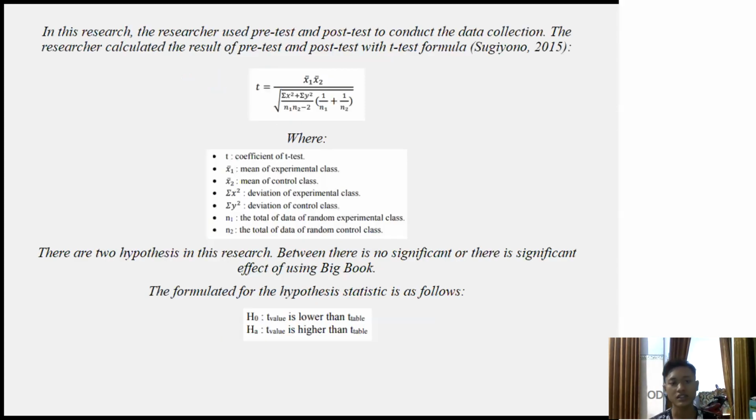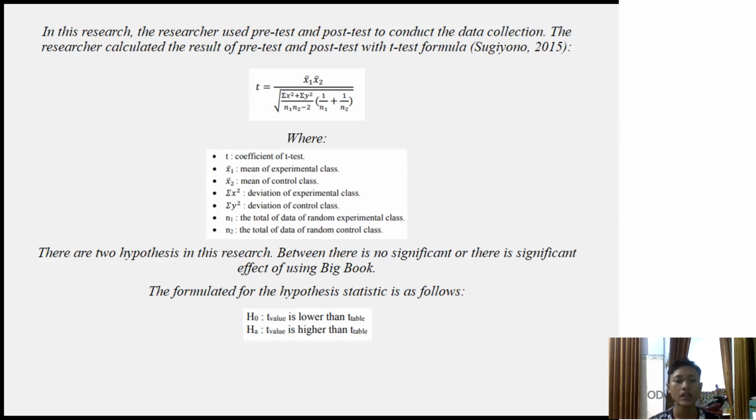In this research, the researcher used a pre-test and post-test to conduct the data collection. The researcher calculated the results of the pre-test and post-test with the t-test formula based on Sugiyono's 2015 theory. You can see this formula like this.